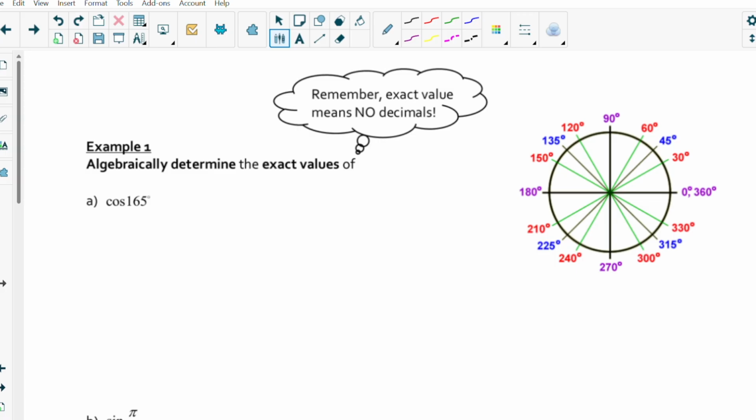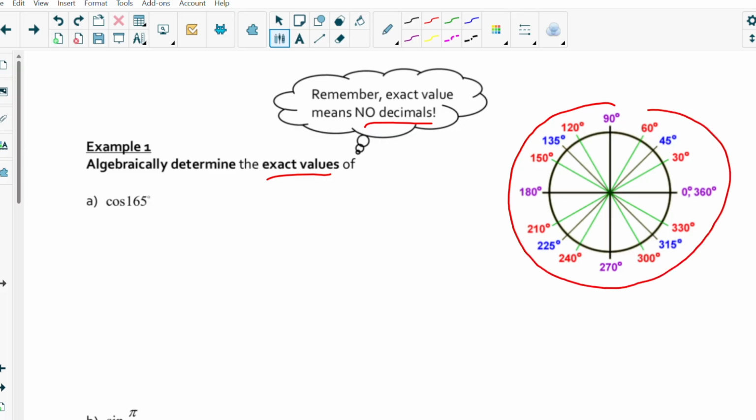Example 1, algebraically determine the exact value. So exact values means no decimals, okay? So when I have something like cosine of 165, well, normally I'm thinking, do I need a calculator? Or it's not one of these angles where I know the exact value, right? So how do I do this?